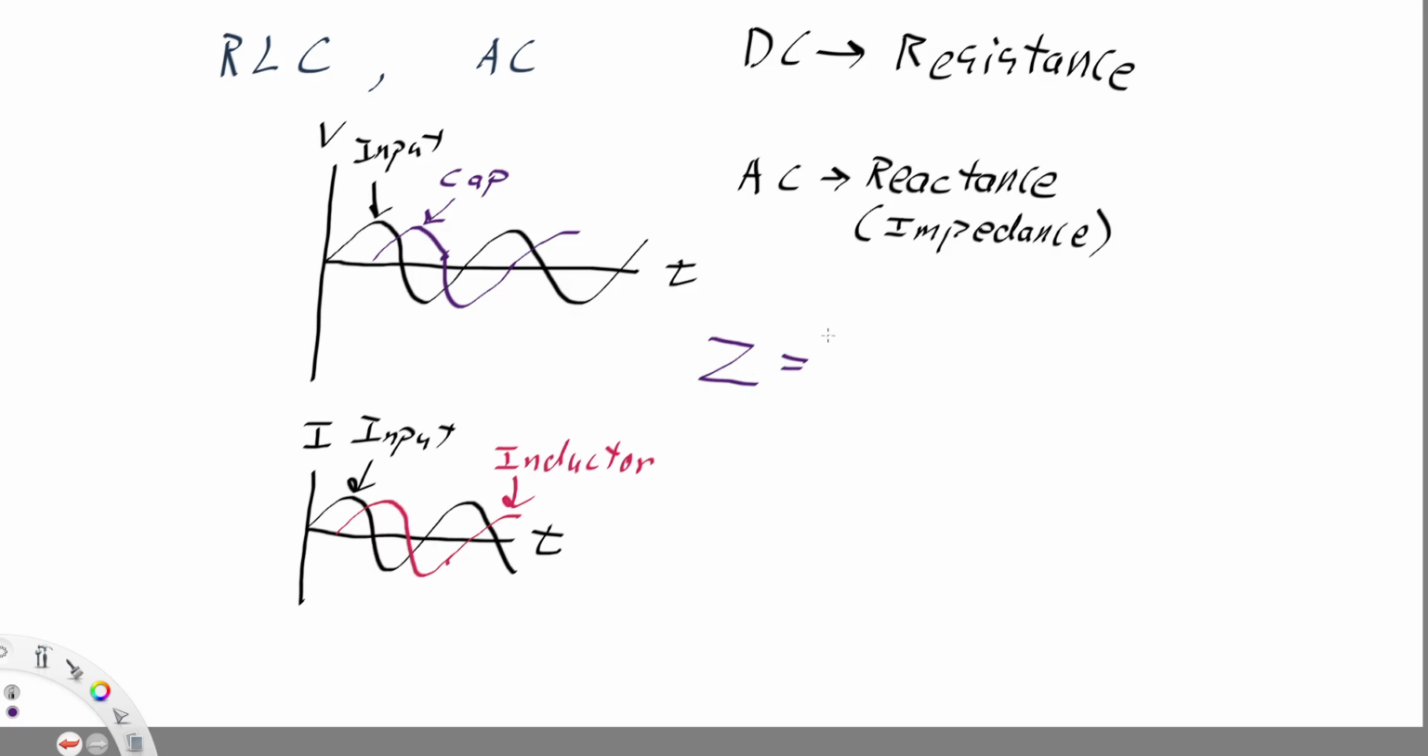AC current: there is a certain amount of impedance because of the resistance of the circuit. There is a certain amount of impedance due to the capacitance in a circuit. And there is a certain amount due to the inductance of the circuit.